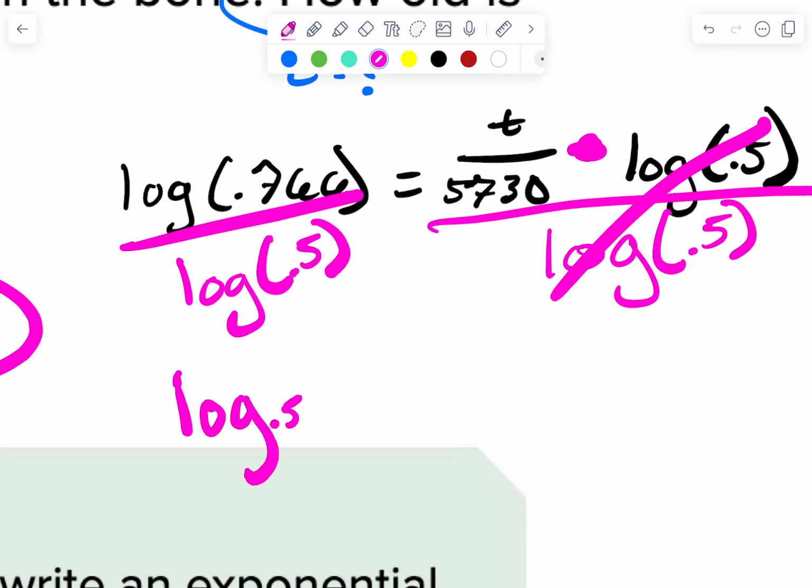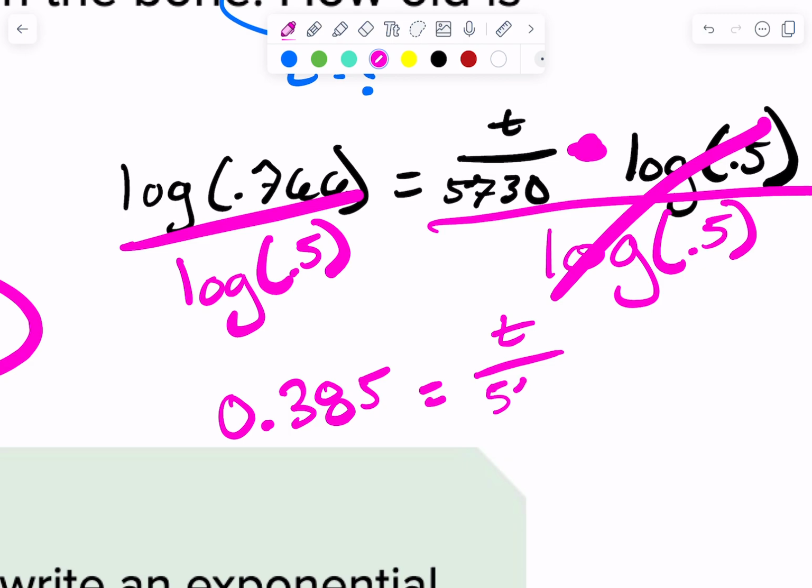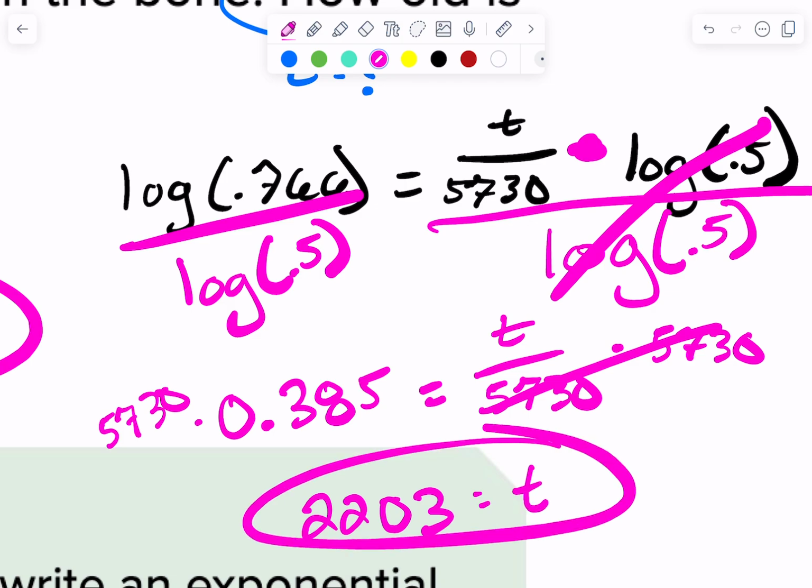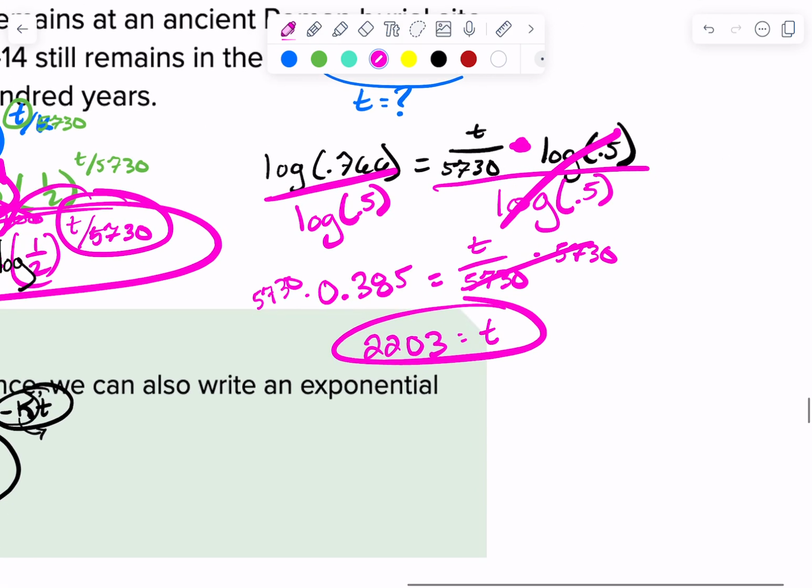Log base 0.5 of 0.766, if I want to get it in base 10 form, I do this to it. Yeah, so that works. But if you want to put it in as log base 0.5, that's fine. So it's 0.385 equals t over 5730. Now times 5730. 2203. Okay, 2200 if they want it. Oh yeah, nearest 100 years, so 2200 years about is what t is.